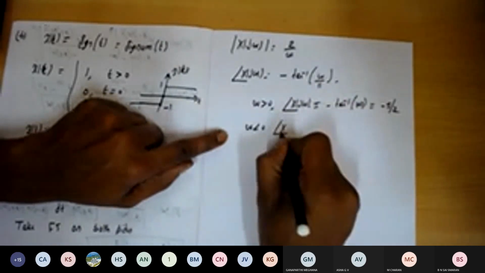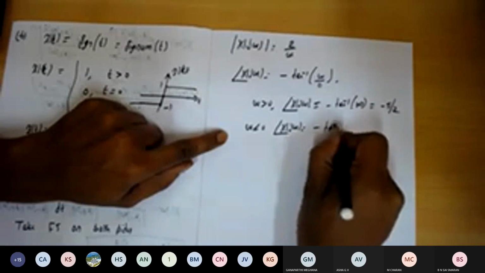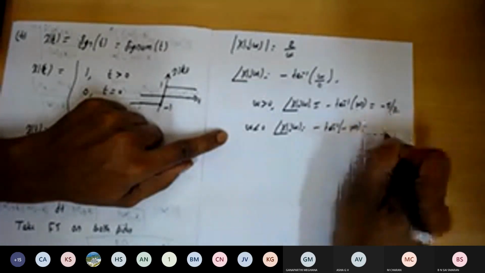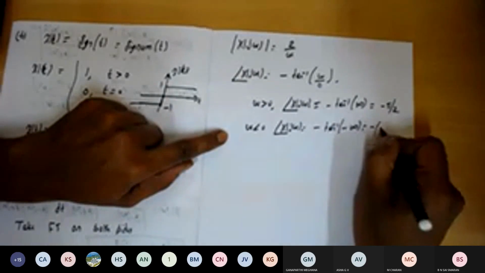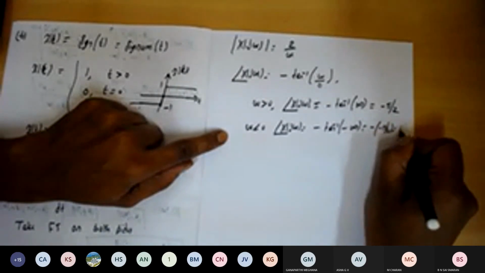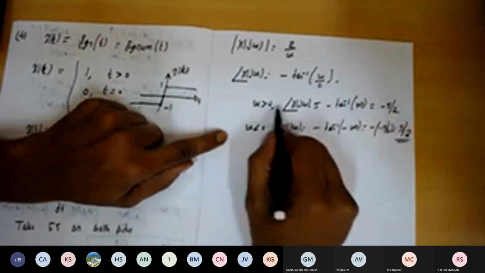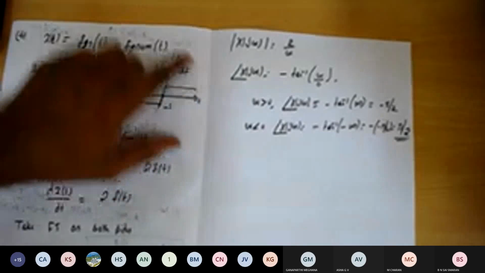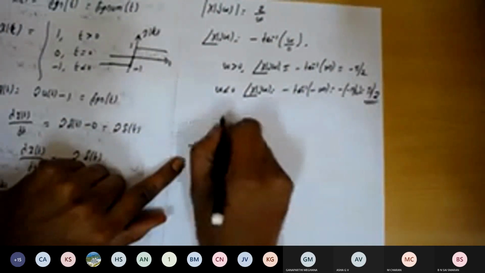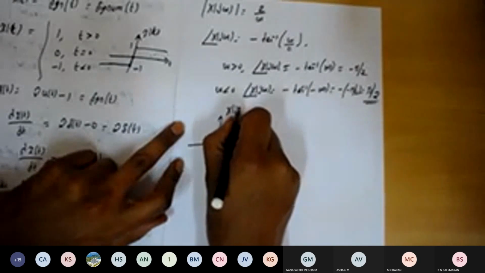So the phase response will become minus into tan inverse of minus infinity. This is minus pi by 2 multiplied by minus, so it will become pi by 2. So this is for omega greater than 0, and this is for omega less than 0, we'll get pi by 2. So let us plot the magnitude and the phase response. So this is the magnitude response.